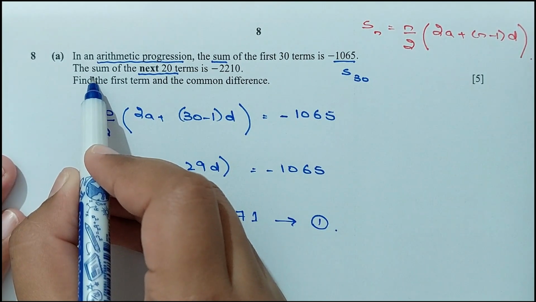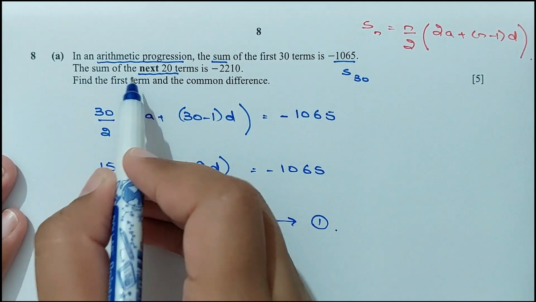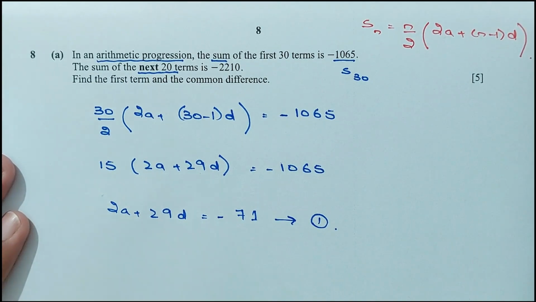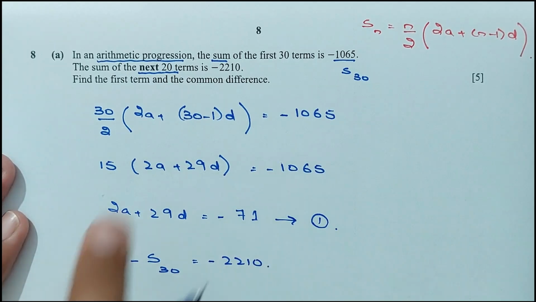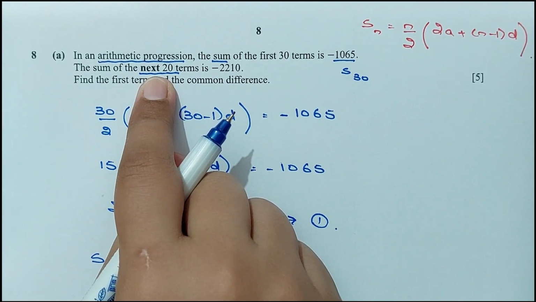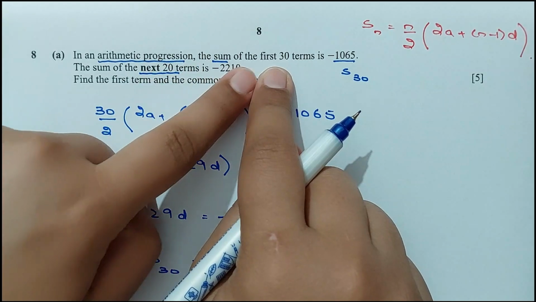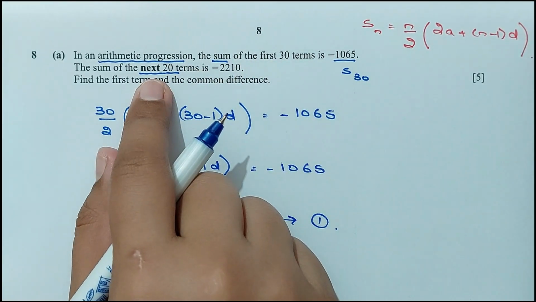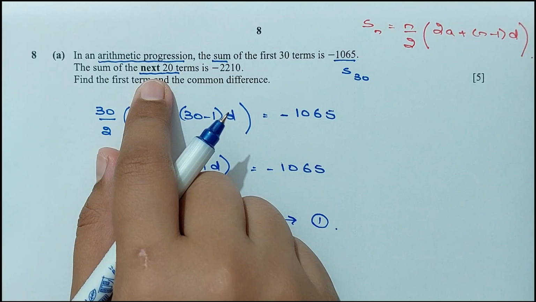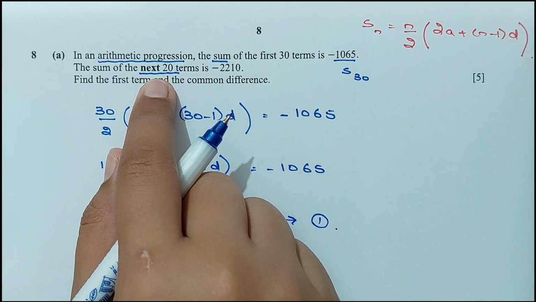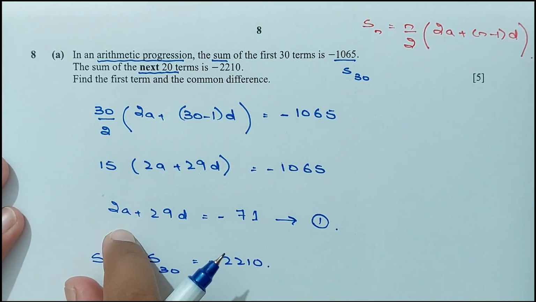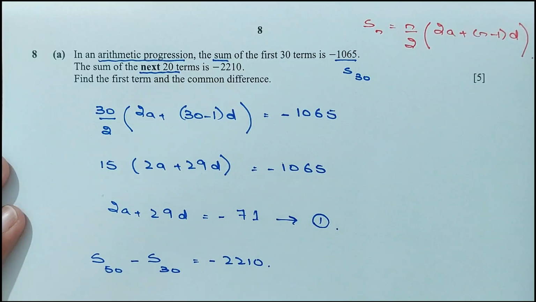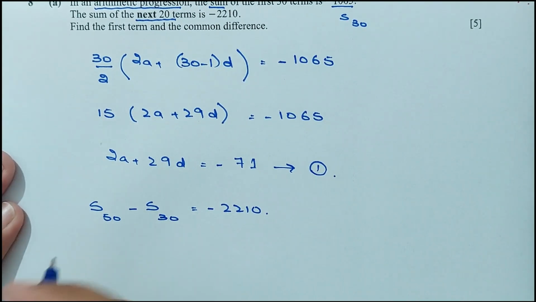Okay, so what do they mean by the sum of the next 20 terms? The sum of the next 20 terms means S50 minus S30 is equal to minus 2210, because it is not the sum of the first 50 terms. They said the sum of the first 30 terms, S30, we have given. Here they are not saying the sum of the first 50 terms, they are saying the next 20 terms. So how can we get the sum of the next 20 terms? To 30 we add 20, that would be 50. We have to subtract the sum of the 30 terms from the sum of the 50 terms to get that answer. All right, so let me just substitute.